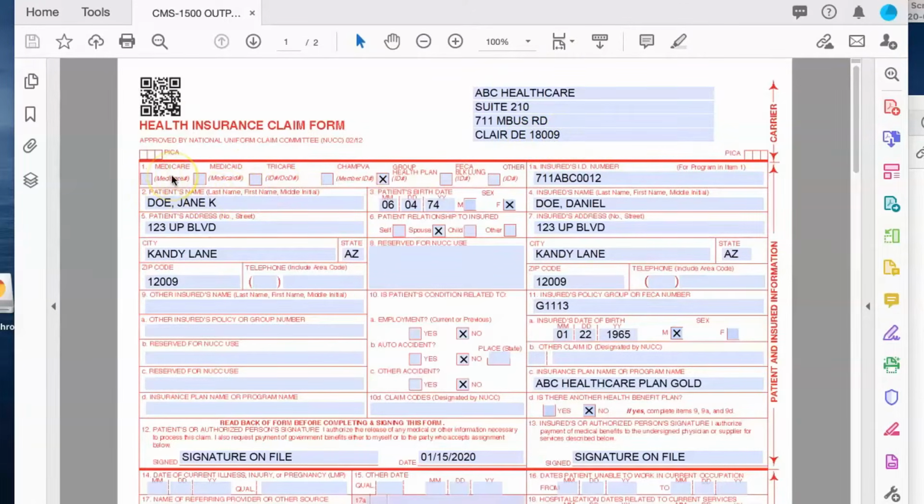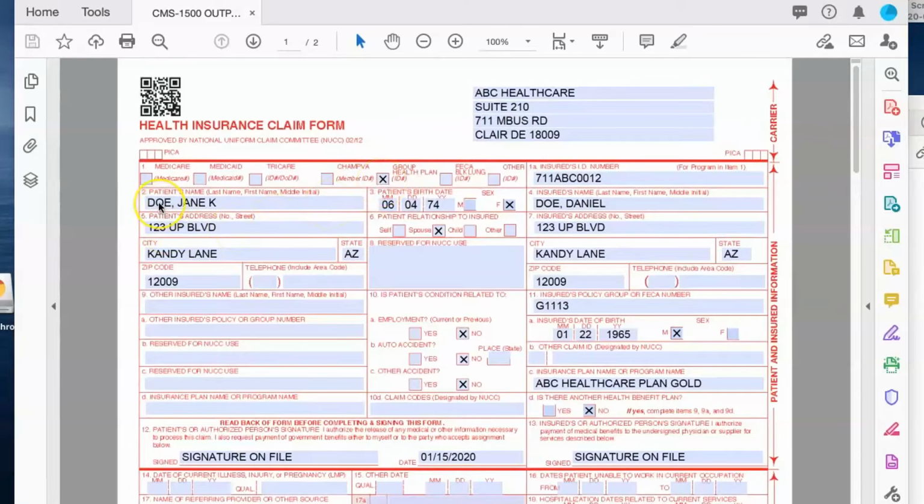Box 1. This is where you'll indicate if it's Medicare, Medicaid, TRICARE, CHAMPVA, Group, FECA, or another type of claim. We've selected Group Health Plan because that is what most of your options will be. This includes payers like Blue Cross Blue Shield, United Healthcare, and Cigna. For this example, we've entered ABC Healthcare.